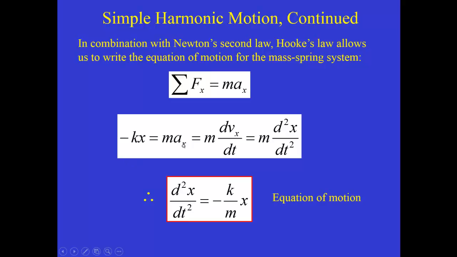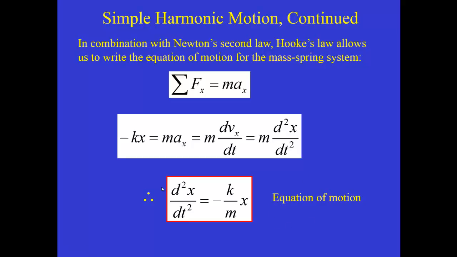That's equal to mass times acceleration, which is mass times the first derivative of velocity, and that's the same as mass times the second derivative of the position with respect to time. So if we just rewrite this equation, solving for the second derivative, we get d squared x dt squared equals minus k over m times x. And this, that comes directly from Newton's second law, is the equation of motion.